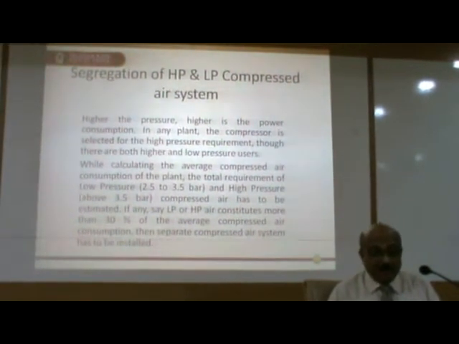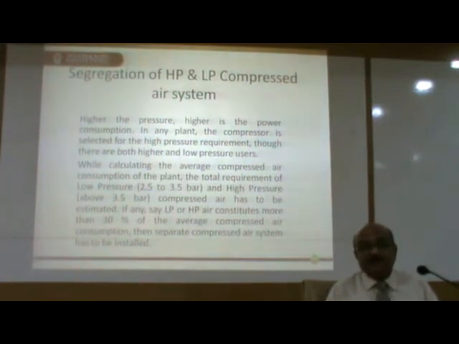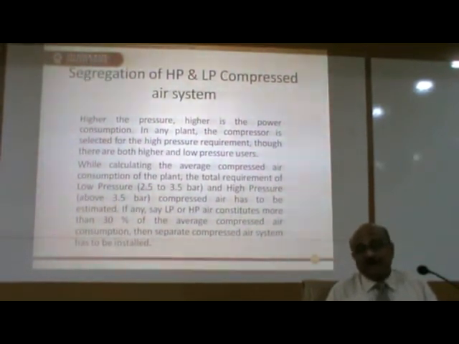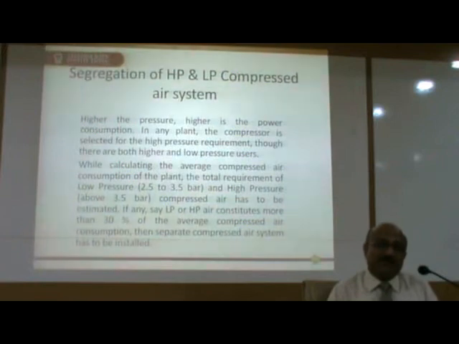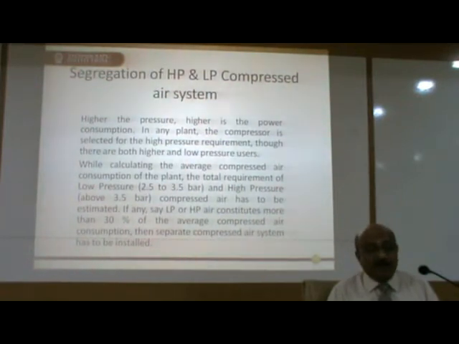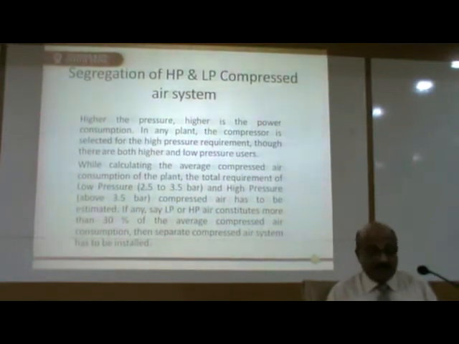Then another important aspect is segregation of high pressure and low pressure compressed air systems. In the plant, different machineries are used, and the machines do not all require the same volume of air and the same pressure. But the compressor is one, and in the generation itself, a fixed pressure and fixed volume flow rate will be produced. As per our requirement, either we install a regulator, or sometimes we use unnecessary extra compressed air. To eliminate this, segregation of high pressure and low pressure compressed air systems is very necessary.